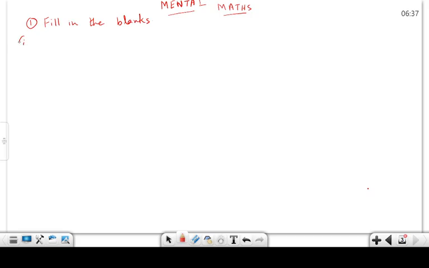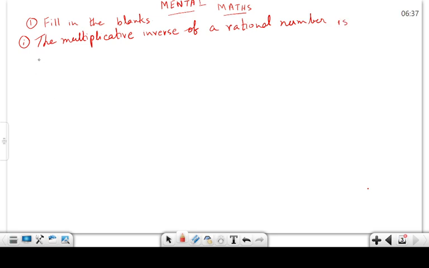Number 1: the multiplicative inverse of a rational number is also called its reciprocal. The answer is reciprocal.